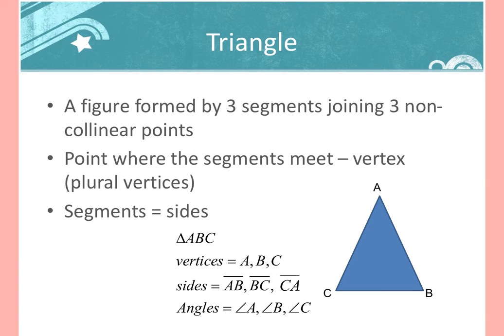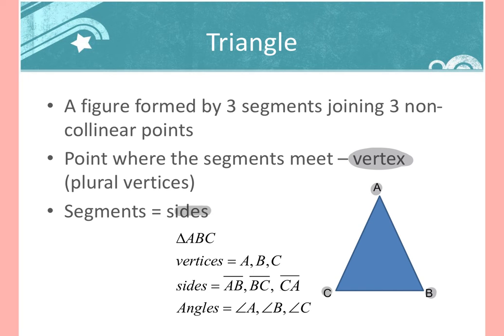So first of all, a definition of a triangle. It's a figure formed by 3 segments, so they have to be straight sides, joining 3 non-collinear points. So they have to be non-collinear. The point where the segments meet is called the vertex. So just a little bit of vocab there. Each of these would be vertices, and they are points.